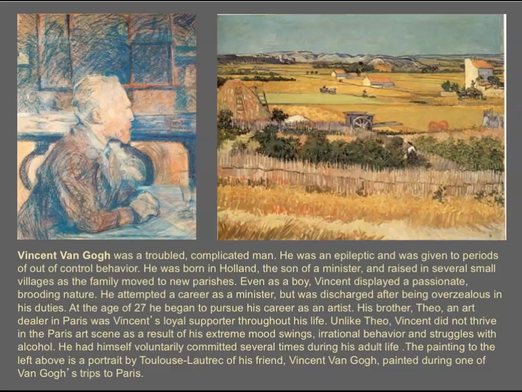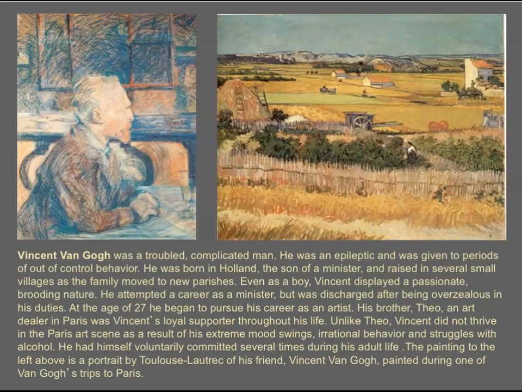He tried to be a minister, but he was discharged because he was too zealous. He was too enthusiastic in his duties. At the age of 27, he began to pursue his career as an artist, and his brother Theo, who was an art dealer in Paris, was his most loyal supporter throughout his life. Theo was rather sophisticated and did fine in the Paris art world, but Vincent did not thrive at all in this scene because he was known as being coarse and unseemly, and he had extreme mood swings. He also had struggles with alcohol. He was just a troubled man, but he was also a genius.